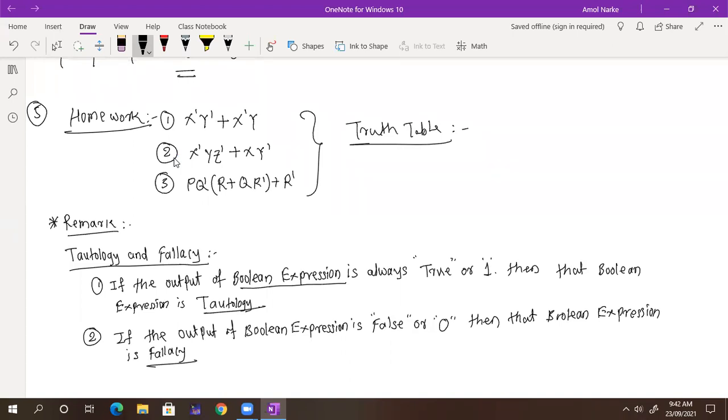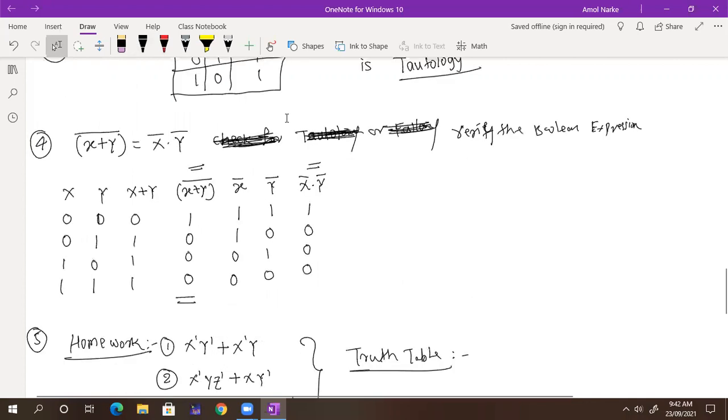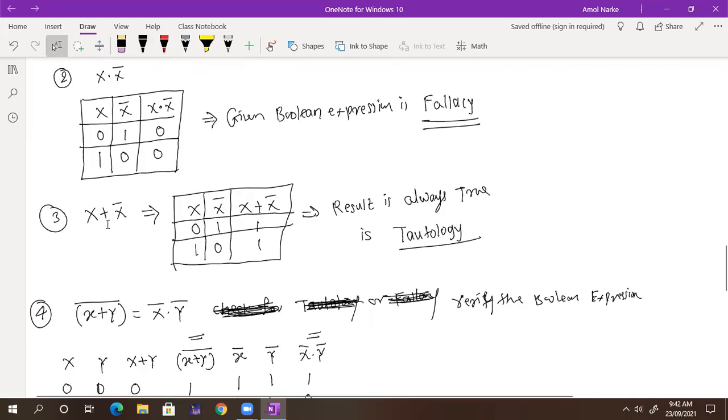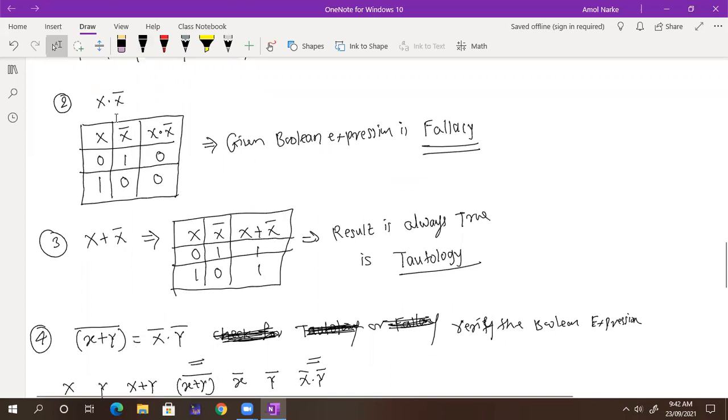Got it? So we already have an example. We already saw one of the examples here. See that statement x plus x bar. X plus x bar is tautology. Whatever the output I am getting is always true. And in the above example x dot x bar, whatever the output I am getting is always false. That's why it is a false statement. So these are the two examples. You can write down these examples.